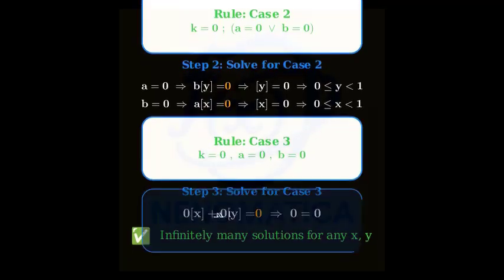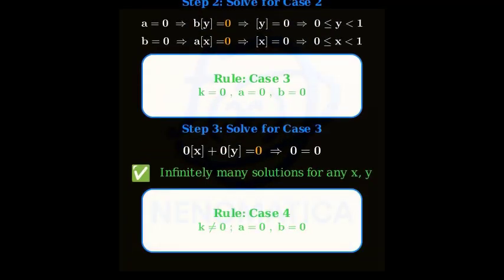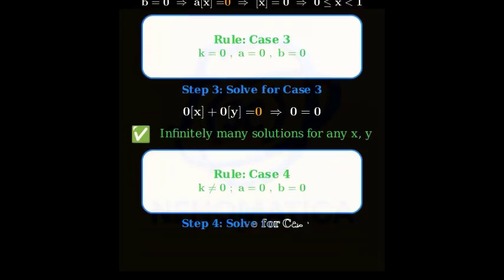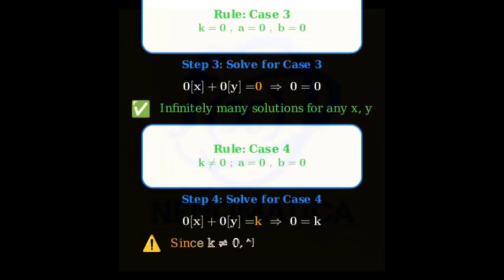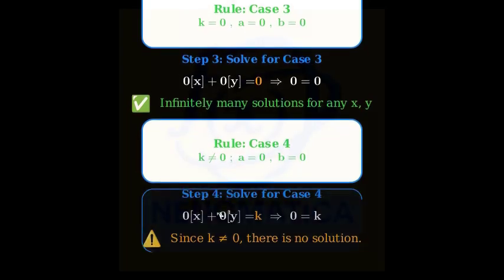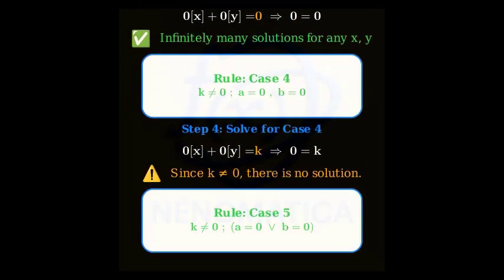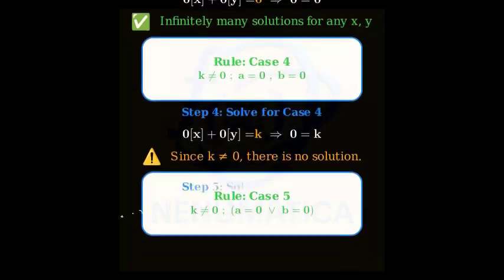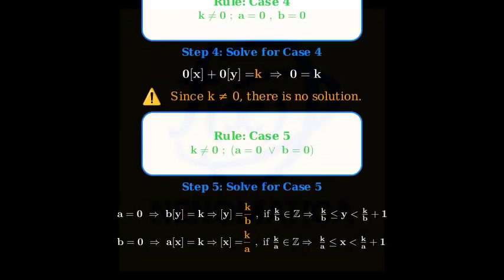Case 4. k is non-zero while a and b are both 0. The equation becomes 0 equals k, which is impossible, so there is no solution. Case 5. k is non-zero and exactly one coefficient is 0. If a equals 0, we directly find floor of y equals k over b. If b equals 0, we directly find floor of x equals k over a. Each yields an interval for y or x provided the quotient is an integer.